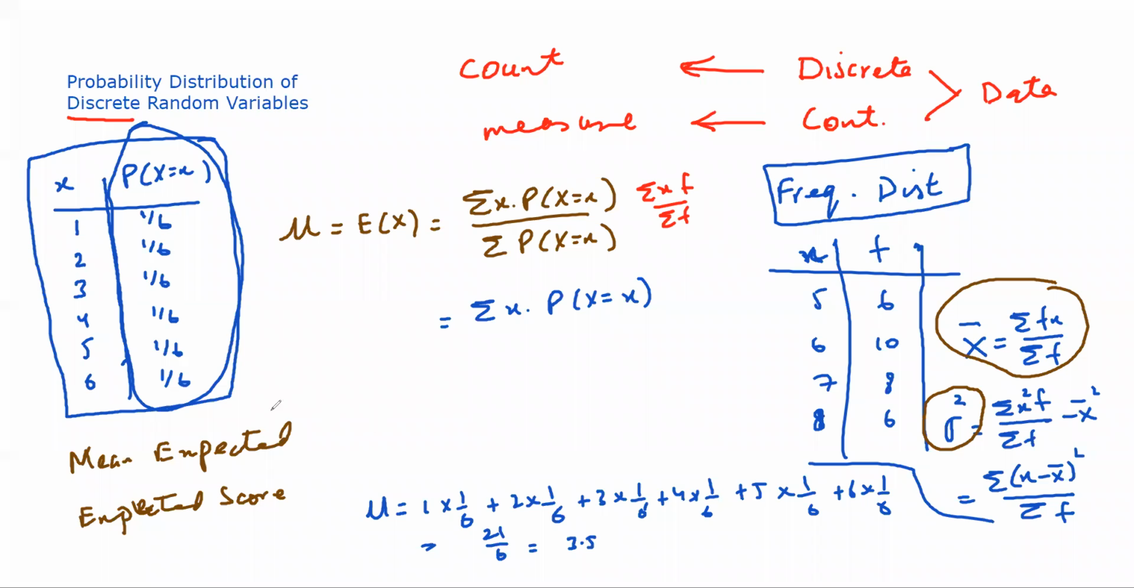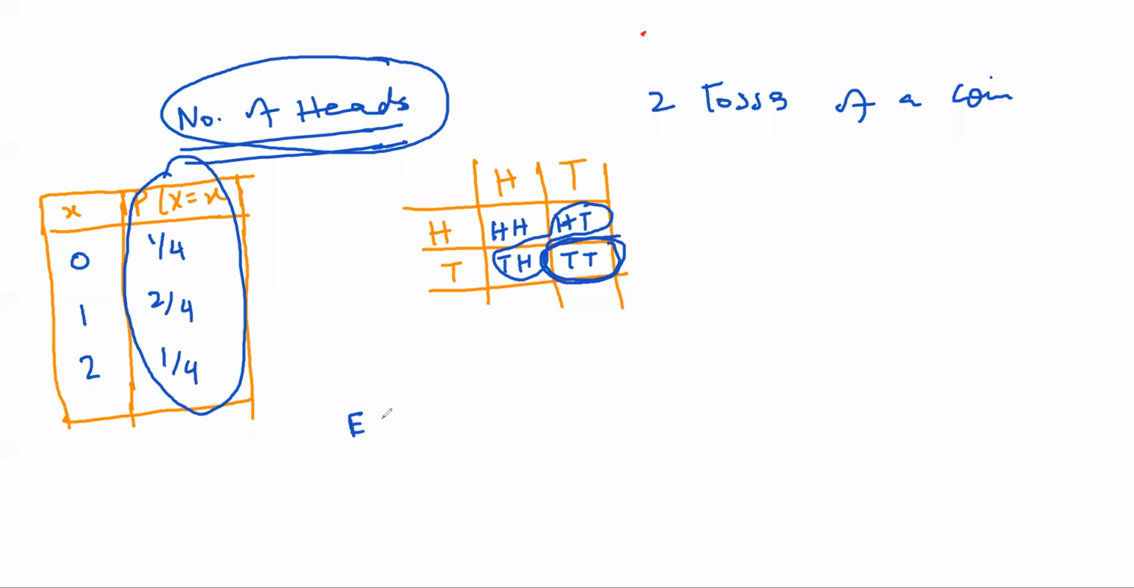Can you find E of X here? What is the expected number of heads here? Can you do that quickly? That would be 0 into 1 over 4 plus 1 into 2 over 4 plus 2 into 1 over 4. So this will be 4 over 4. That is 1. The expected number of heads is 1.